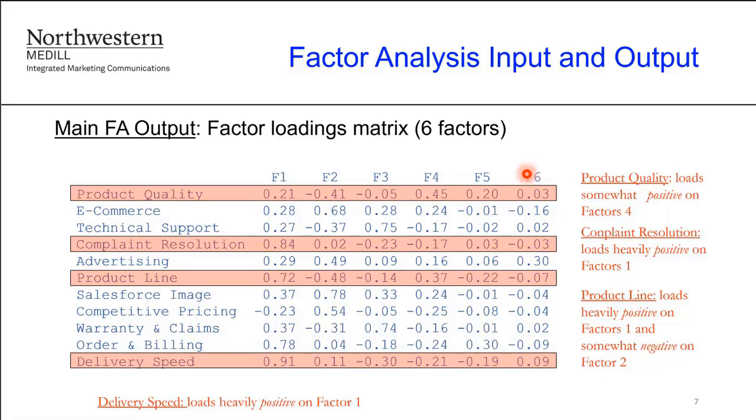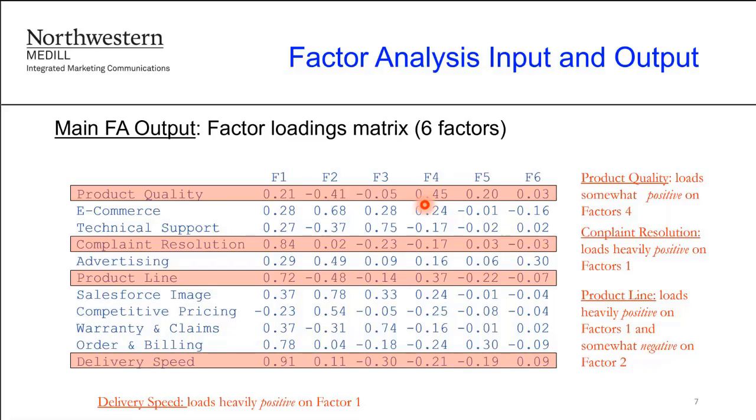Let's look at the factor loading matrix more closely. Let's first look at the factor loadings for the product quality. If you look at these factor loading values, this is somewhat positive on factor 4. When we look at this factor loading matrix, we look at both the magnitude and the signs, positive or negative.